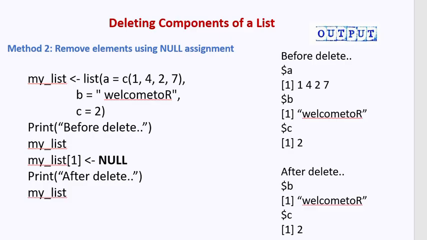You can see here, before the delete, we simply printed the details in the list. And now we assign myList of 1 to NULL. What will happen here is, whatever is available in the first position of the list will be removed, the same as what we did in the previous case. You see the same output we received, but the method is different. When you assign NULL to a particular index value, that index element will be removed from the list. So these are the two methods we can use to delete elements from the list.